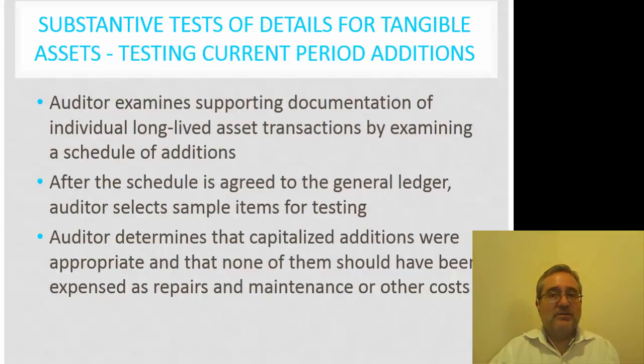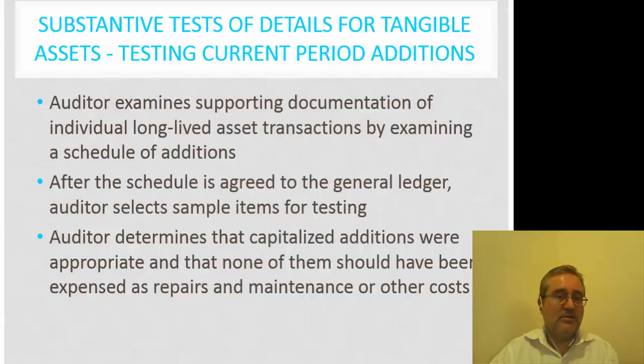Substantive testing of details for tangible assets. We're testing for current period additions. We certainly also want to consider current period subtractions. Again, long-lived assets are on the books for a long time. So once we've determined and established a baseline, what we're really interested in for subsequent years is taking a close look at additions and subtractions.